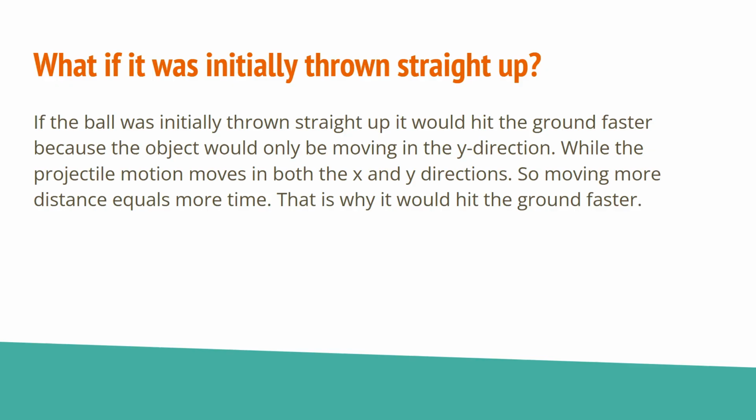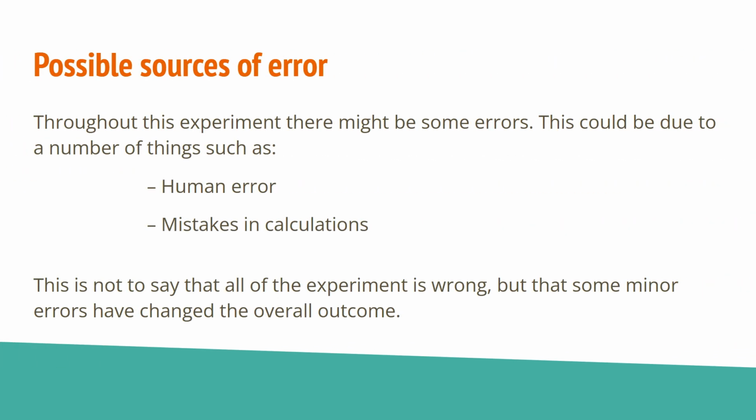What if it was initially thrown straight up? If the ball was initially thrown straight up, it would hit the ground faster because the object would only be moving in the y direction, while the projectile motion moves in both the x and y directions. So moving a further distance equals more time, and that's why it would hit the ground faster if it was thrown straight up initially. Possible sources of error.